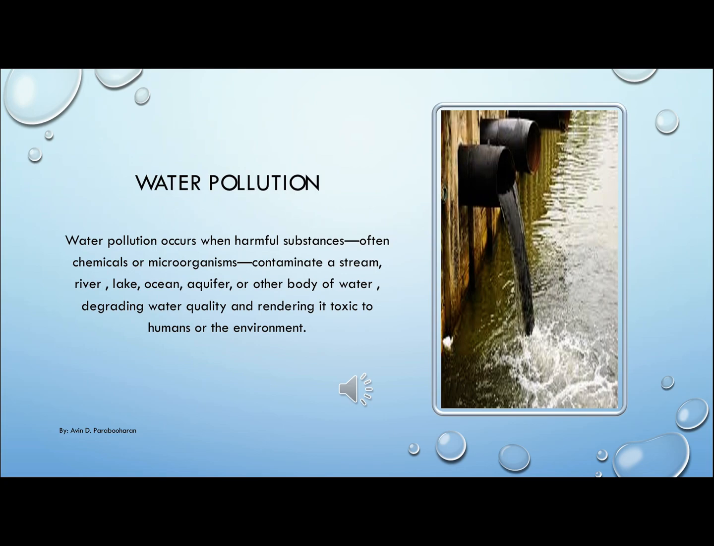Water pollution. Water pollution occurs when harmful substances, often chemicals or microorganisms, contaminate a stream, river, lake, ocean, aquifer, or other body of water, degrading water quality and rendering it toxic to humans or the environment.